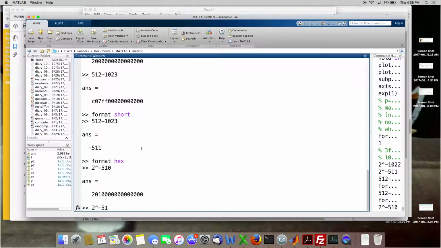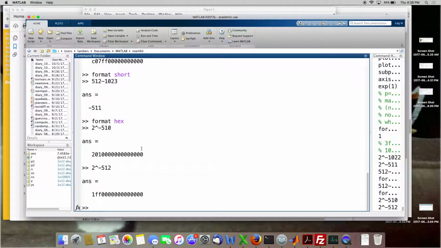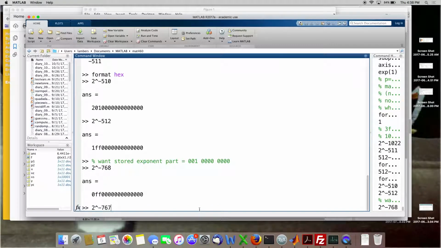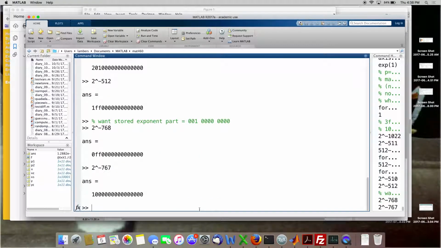That's weird. Because I want the stored exponent part to be equal to 0, 0, 1, 0, 0. Oh, it should be 2 to the 8th, not 2 to the 9th. So 256. There. Okay. So that's how you get 1. It's 2 to the minus 767.